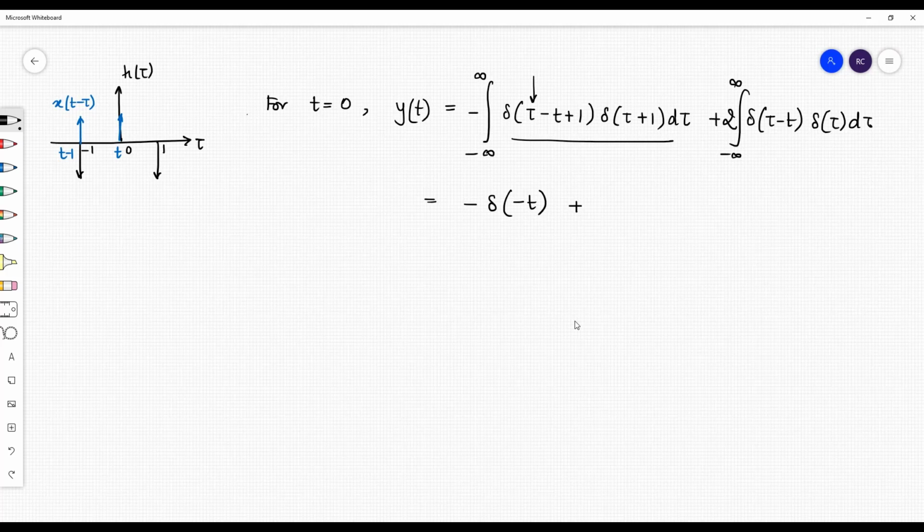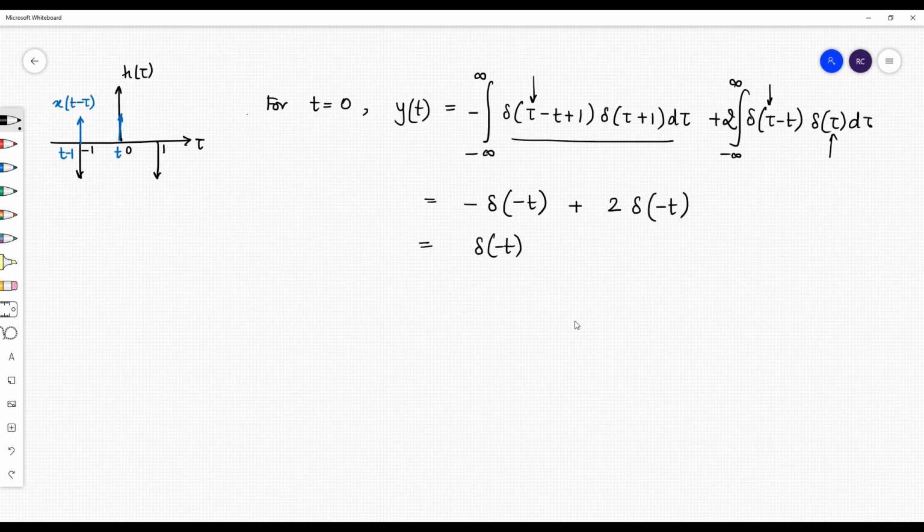Where would this lead us? It would say 2. Again, this product is non-zero only at tau equal to 0, and I plug in tau equal to 0 here. I can actually take it out for that infinitesimally small duration of time, which is tau equal to 0. And there, if I plug in tau equal to 0, this is like saying delta of minus t, times the integration from minus infinity of delta(tau) d tau, which is equal to 1. So minus delta minus t plus 2 delta minus t is equal to delta minus t.